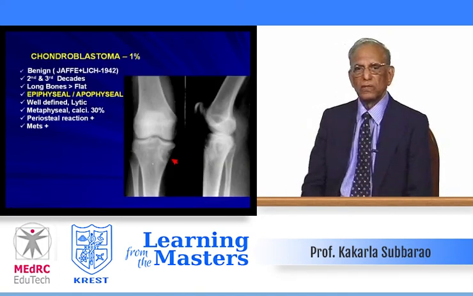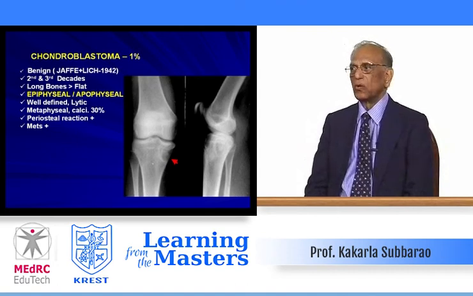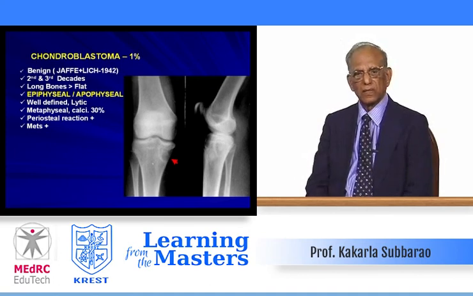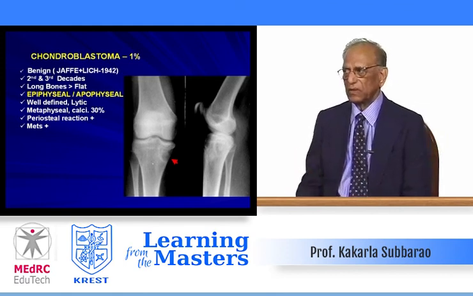Now we come to the entity called chondroblastoma. It accounts for 1% of bone tumors. Benign, again Jaffe and Lichtenstein described this in 1942. Second and third decades are common. Frankly, the second decade is more common, and it may extend to the third decade.